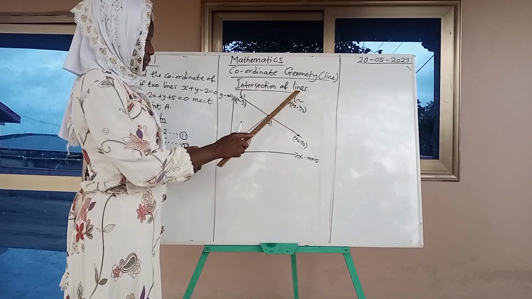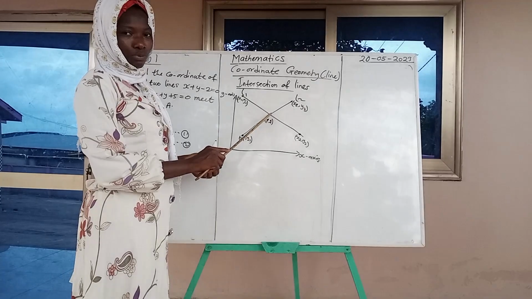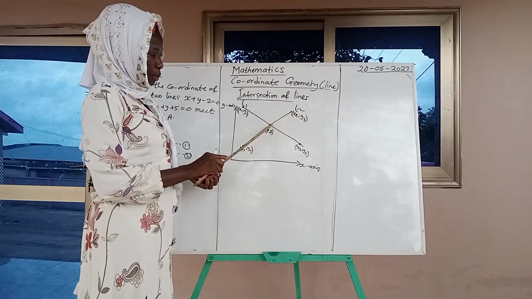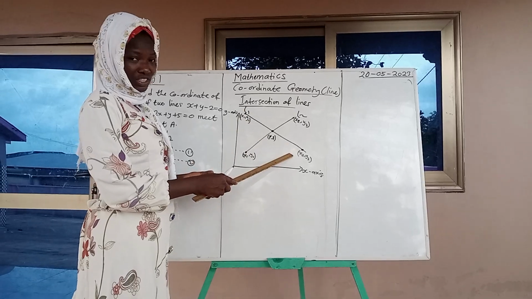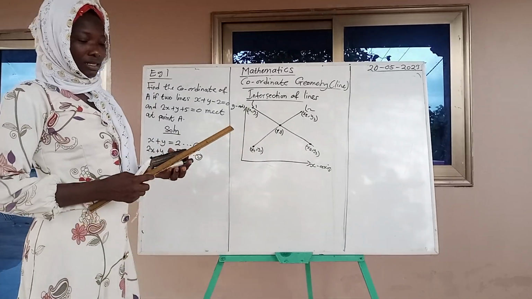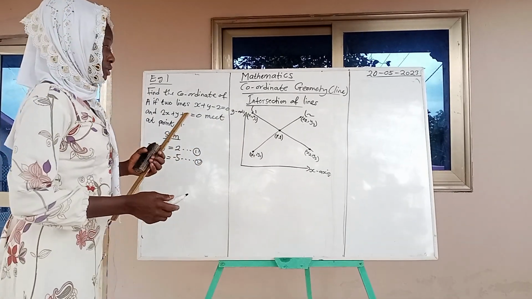So we have this one passing and this one passing, so we have their meeting point. And since they are meeting at the same point, it means that this point must satisfy both equations. So let's quickly look at an example to see what I mean.